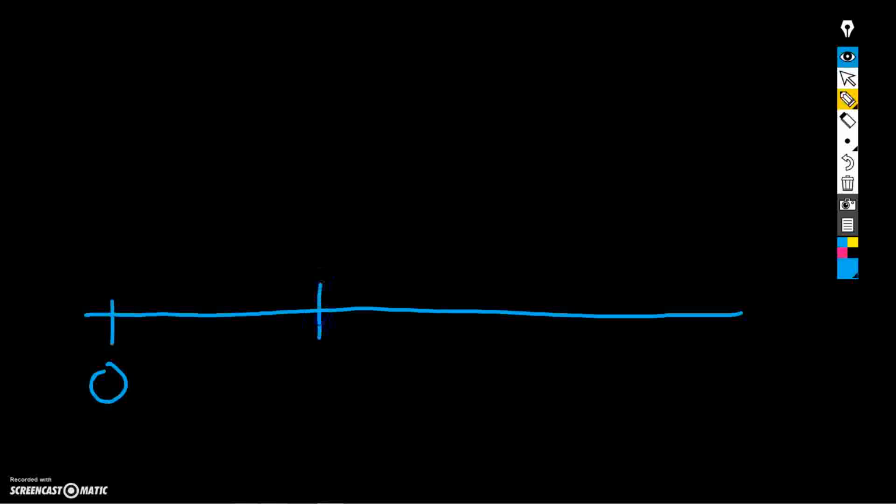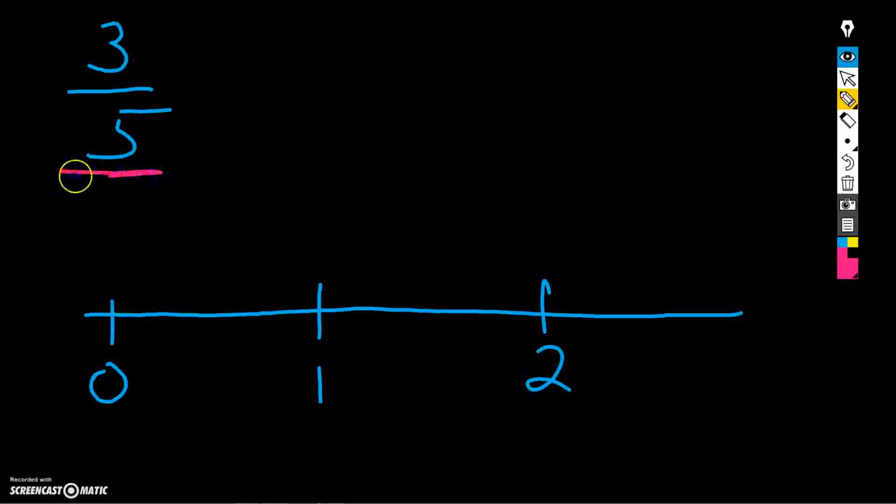Let's try one more. So we've got 0, 1, and 2, and we'll leave it at 0, 1, and 2 for now. So let's do 3/5. Let's say we wanted to make that on here. How many equal parts do we want to divide the space between our numbers into? It's just like a shape. We look at our denominator for that. So we want 5 equal parts. Right now, it's just one big giant part. And so we want 5 of them. So we do 1, 2, 3, 4, 5.